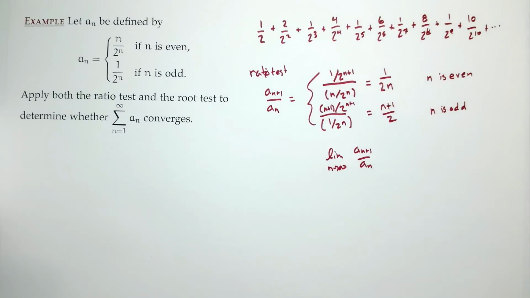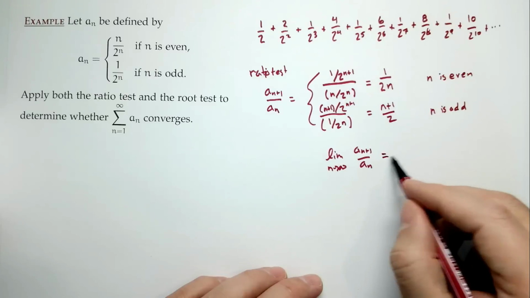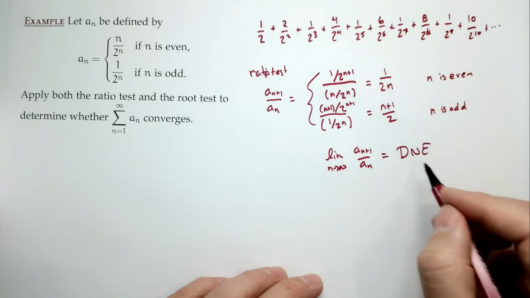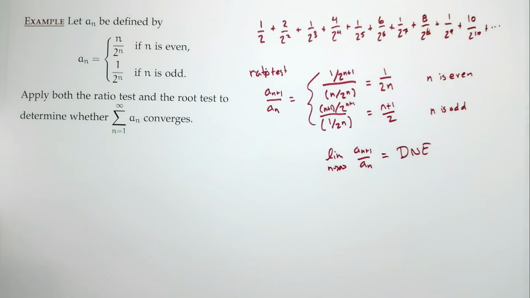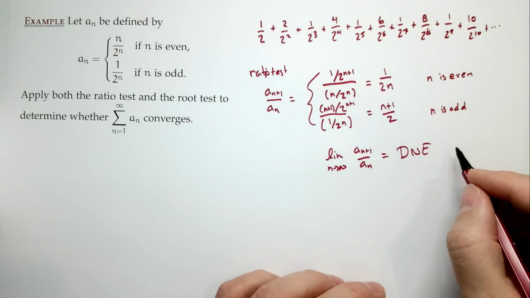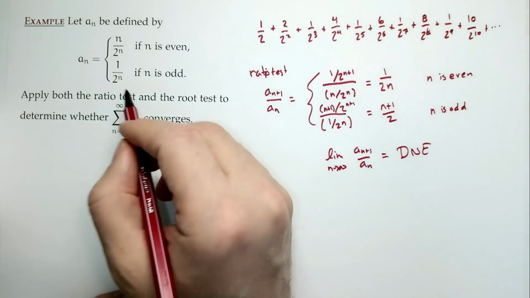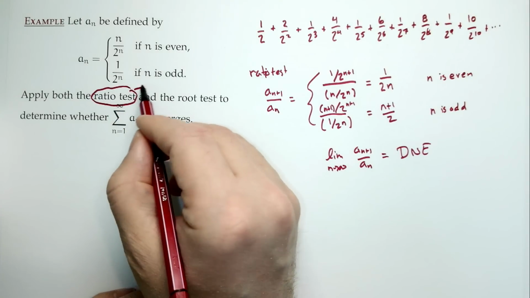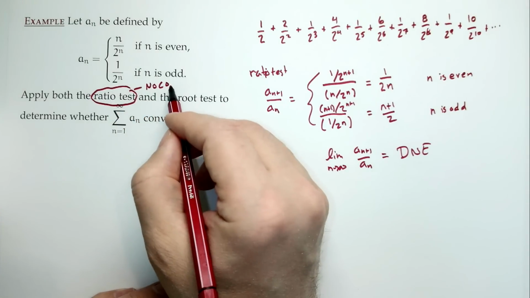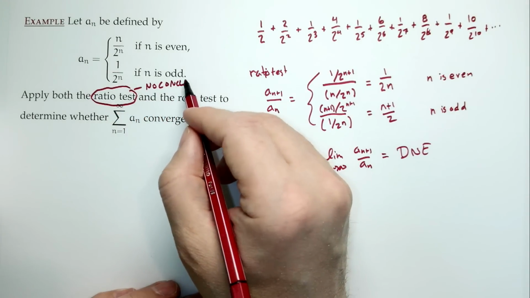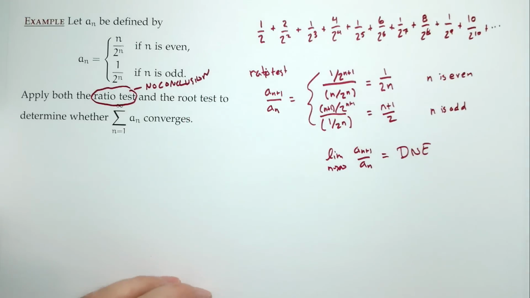What's the limit? Well, the limit doesn't exist because it can't make up its mind. Half the time it thinks it should be 0, half the time it thinks it should be huge, and so it cannot decide what it should be. And so the ratio test says, look, no conclusion. Can't make up its mind. All right. Now, that's the ratio test.